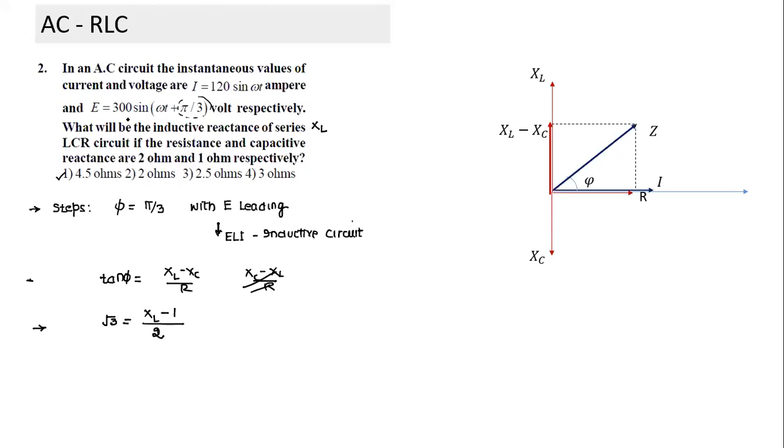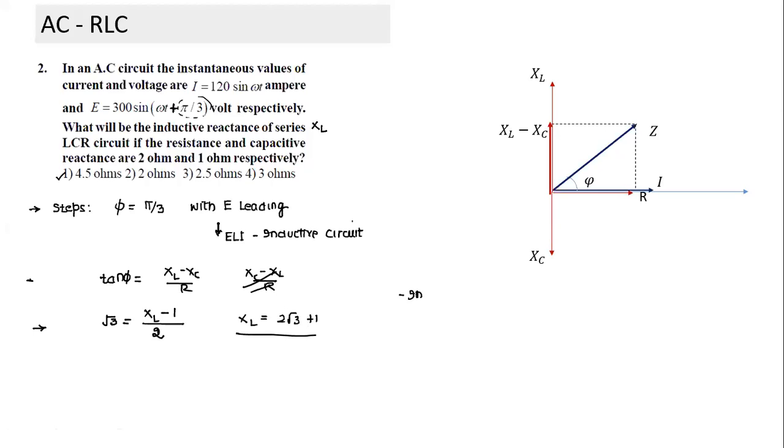But in the case of impedance, we have to necessarily make use of this pi by 3 also. So this is how you can find XL here. So what will XL come out equal to? 2 root 3 plus 1. That's the answer. Okay, Asha, how did you get 2.5? Sir, I did it with the impedance formula and I got 2.5, sir. That's what I was coming to.